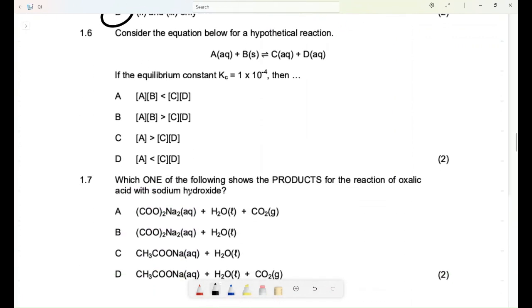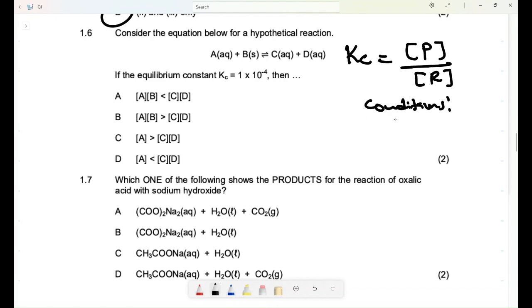1.6. Consider the equation below for a hypothetical reaction. Now remember, this is a chemical reaction. And now we know for the equilibrium, when you write the Kc expression, it is the products divided by the reactants. This is just general. There are no marks basically. These are the conditions.